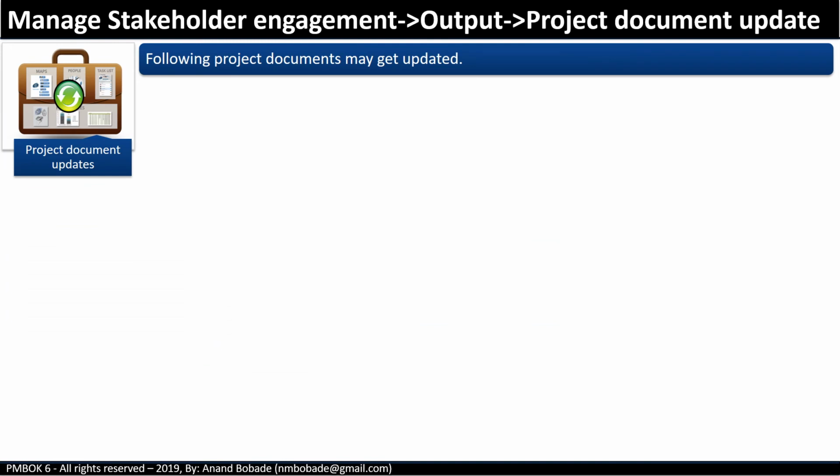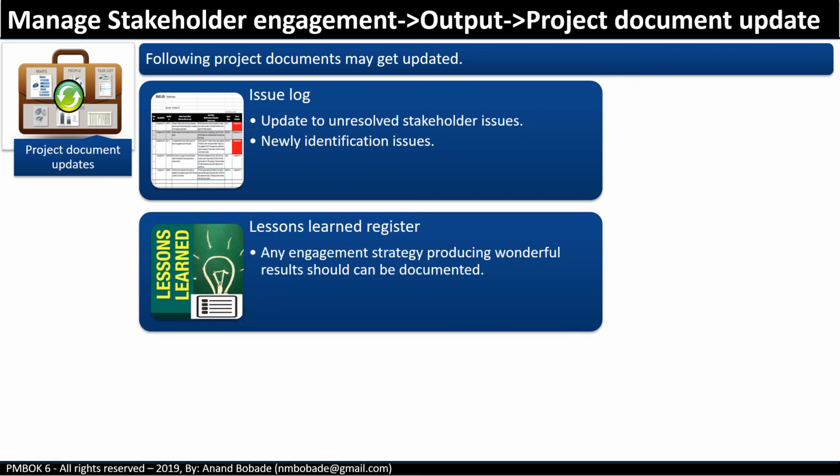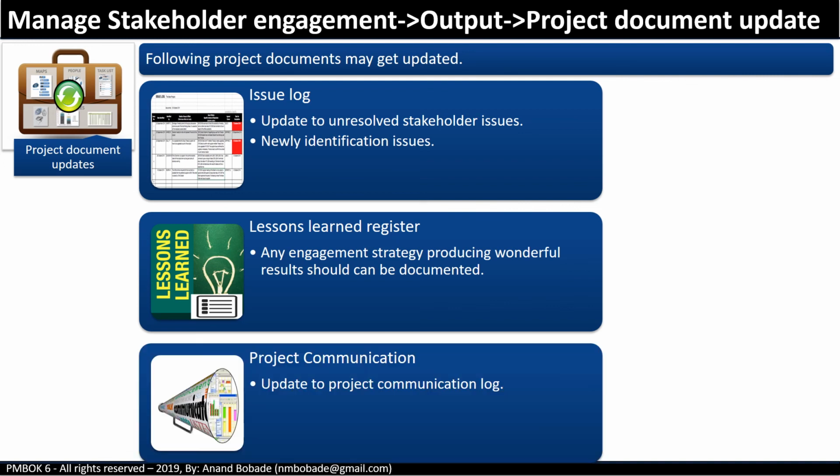Project document updates. Issue log may get updated with unresolved stakeholder issues or newly identified issues. If an engagement strategy is producing wonderful results, then this should be documented in the lessons learned register. And there is always a possibility of an update to the project communication log.